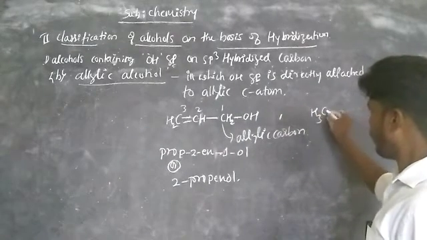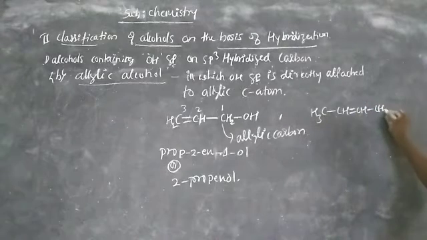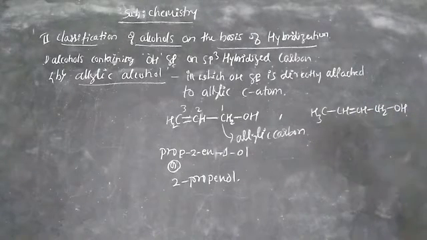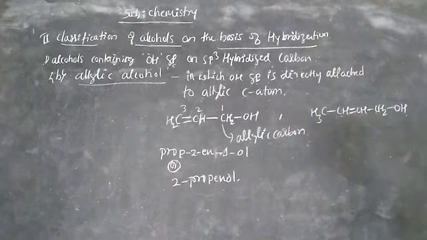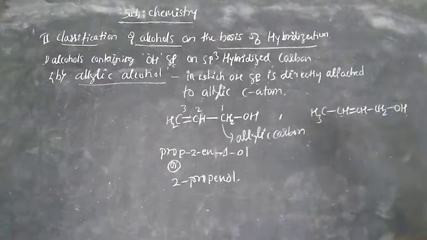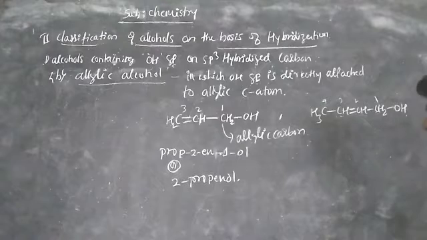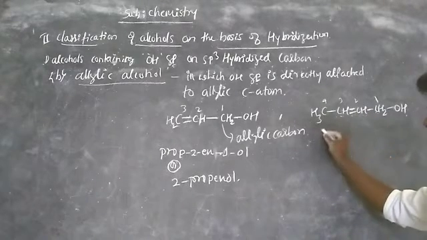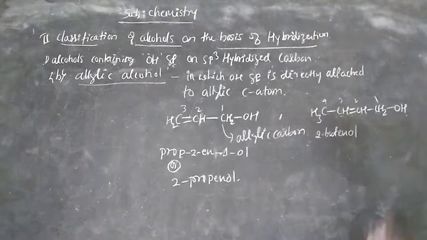CH3 bond CH double bond CH bond CH2 which is attached to the OH group. See, the OH group is attached to the carbon. This carbon containing CH2 is the allylic carbon. Now for its name, give numbers 1, 2, 3, 4. There are 4 carbon atoms, and at the second carbon there is an alkene double bond, so it is but-2-en-1-ol.